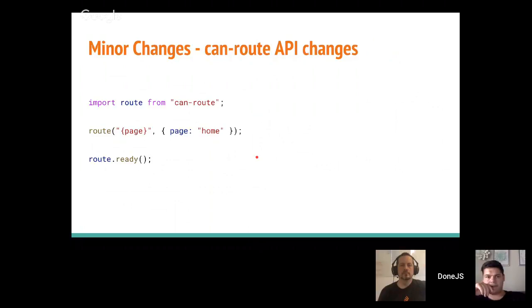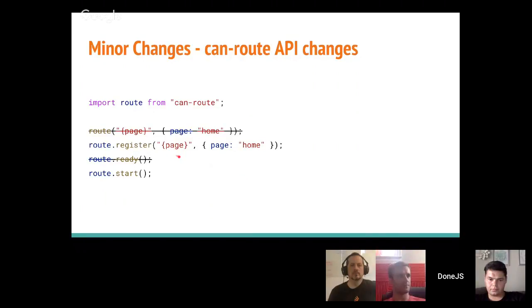All right, there's some minor changes to the can route APIs. We saw these, or maybe I skipped over them in the video at the beginning. This used to be what you would do in 3.0: you'd call route and pass it whatever routes you wanted, and then call route.ready to actually start routing. Now route.register and route.start are the new APIs that you'll want to use in 4.0. And these are all done for you automatically by the code mods. Awesome.